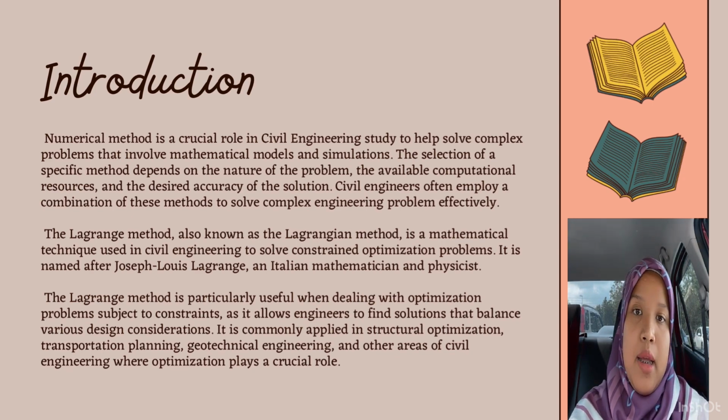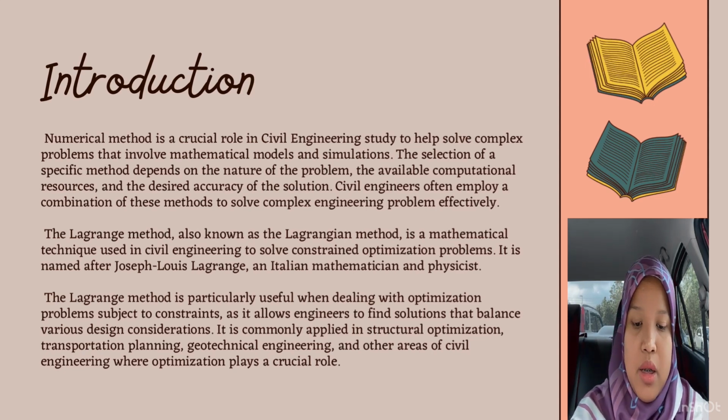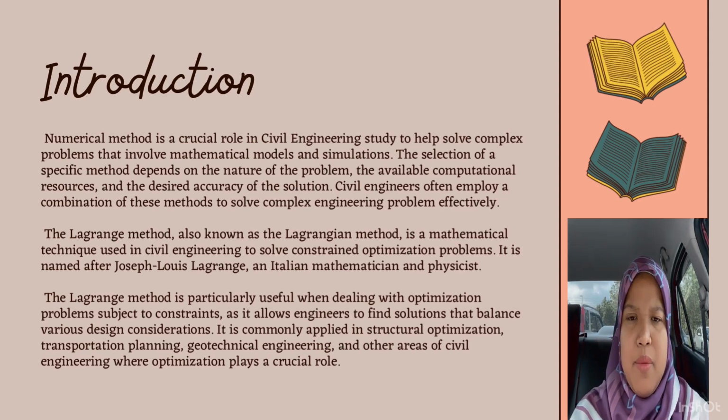Numerical method plays a crucial role in helping civil engineering study to solve complex problems that involve mathematical models and simulations. The selection of a specific method depends on the nature of the problem, the available computational resources, and also the desired accuracy of the solution. So for our method, which is the Lagrange method, it's particularly useful when dealing with optimization problems subject to constraints, and it allows engineers to find solutions that balance various design considerations.